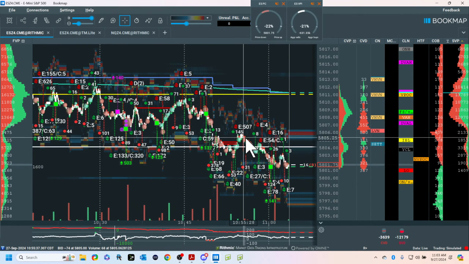Overnight VPOC has not been tagged yet. Perfect pair.